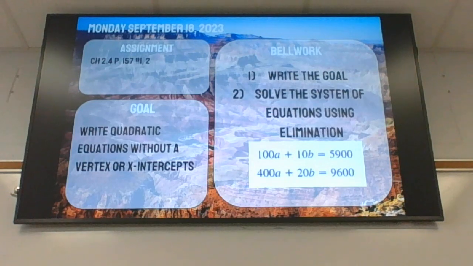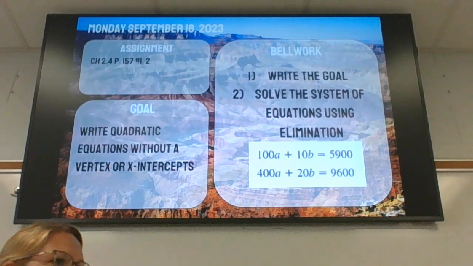So our goal is to write quadratic equations without a vertex or an x-intercept. Last week, given a vertex, we went into vertex form. Given an intercept, we went into intercept form. Today we have none of that, and we're going to start putting into the standard form. None of the processes last week had us starting heading into here. Today's process will. Okay, so that's a heads up about what we're doing.